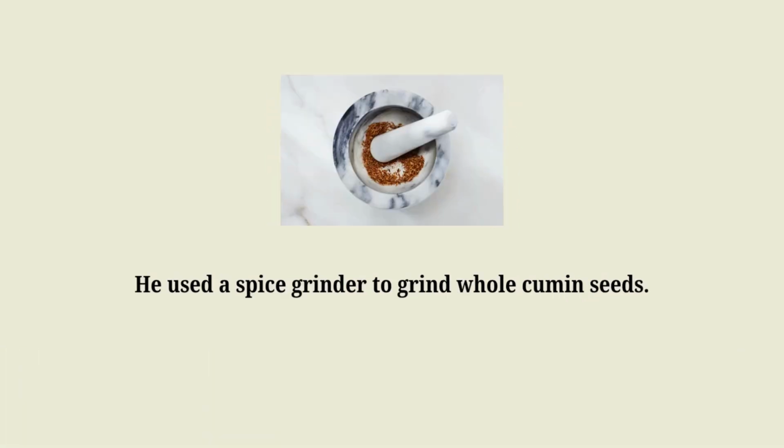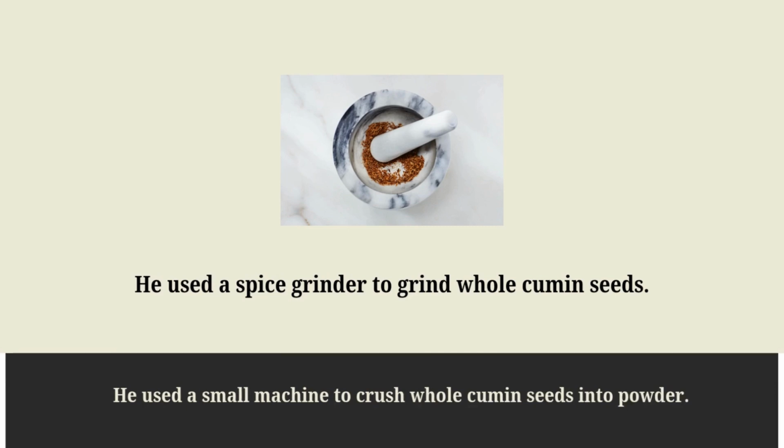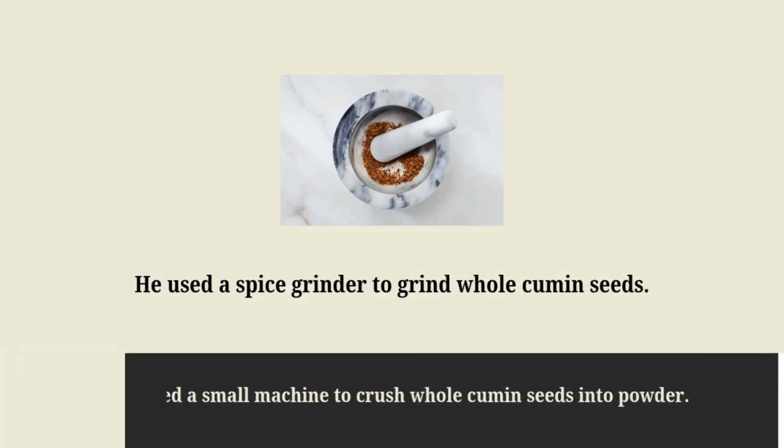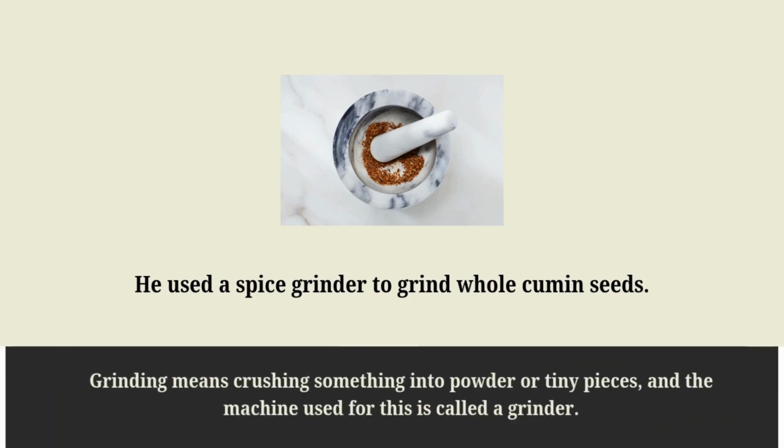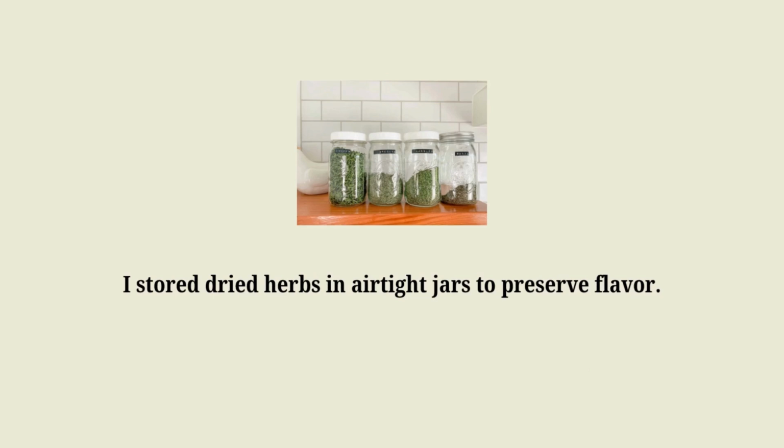He used a spice grinder to grind whole cumin seeds. Means he used a small machine to crush whole cumin seeds into powder. Grinding means crushing something into powder or tiny pieces, and the machine used for this is called a grinder. I stored dried herbs in airtight jars to preserve flavor.